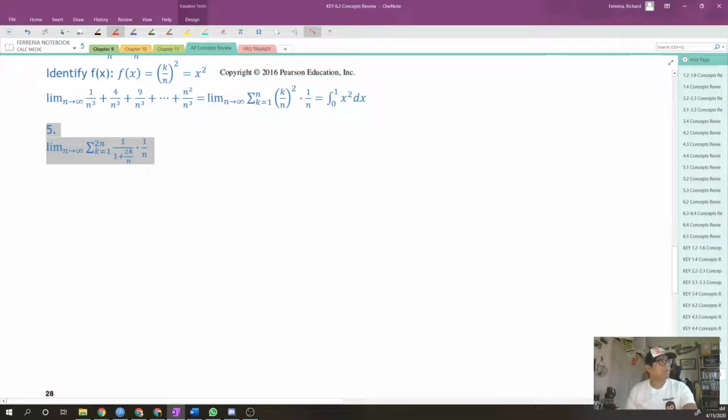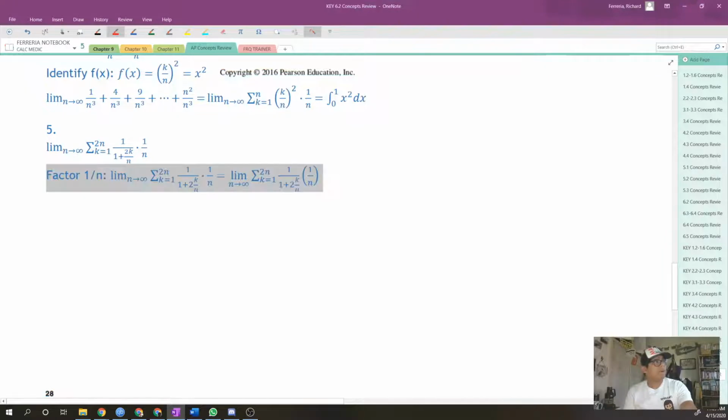Here we go. You've got the summation, as k goes from 1 to 2n, of 1 over 1 plus 2k over n, multiplied by 1 over n. Nicely, they've already factored out 1 over n, so our dx is going to be 1 over n. Next thing we're going to do is figure out x.